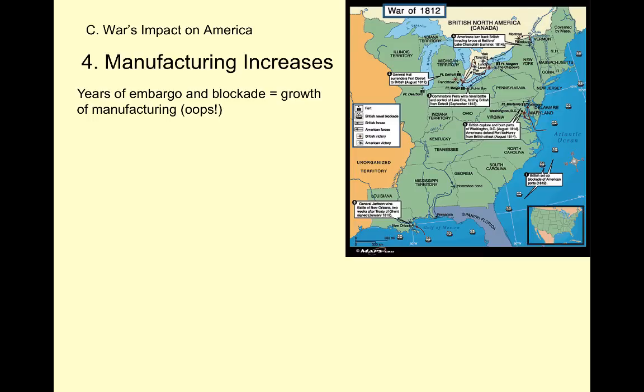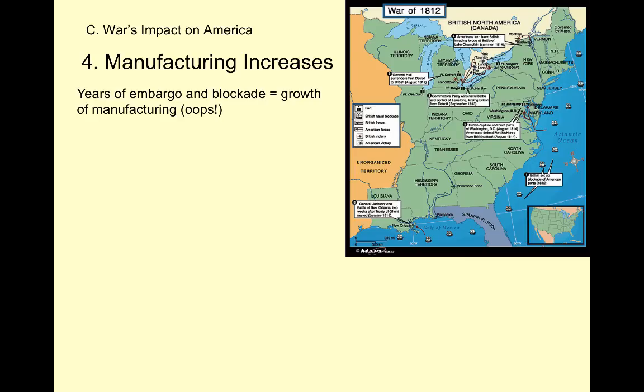Next, manufacturing increases in America because of the war. Now, this is not an intended thing. When Thomas Jefferson does his embargo, and then James Madison has his war, we're not able to trade with the British, but Americans still need plows and dresses and shoes. And so Americans in the Northeast start to fulfill that need. They start manufacturing their own goods. And so American manufacturing is going to start because of the embargo and then the war. This is going to lead America into what we call the market revolution, America's first industrial revolution. So the war launches us down the road to manufacturing.